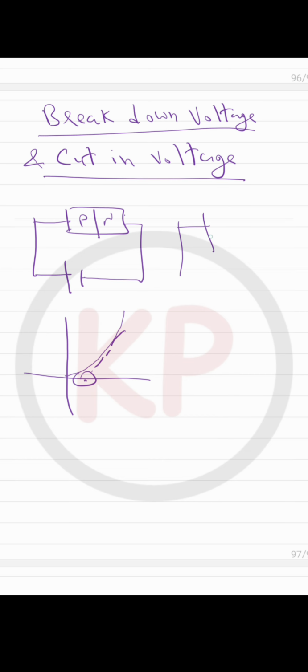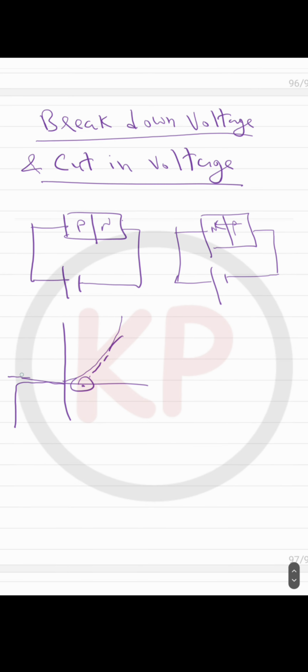Now if we reverse these, that is, P is connected with negative and N with positive, it will take a very high voltage to clear this barrier. The voltage for which current starts flowing in reverse bias condition is called the breakdown voltage. See, this is the graph of I versus V. This is the voltage we have taken for forward bias condition, and this for reverse bias condition.